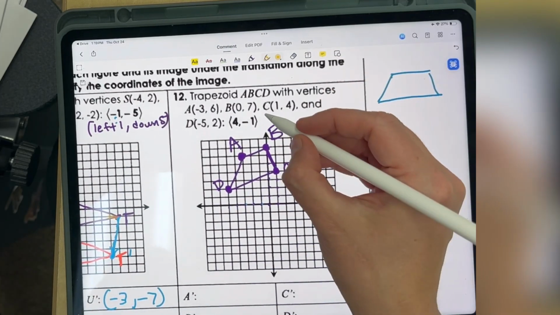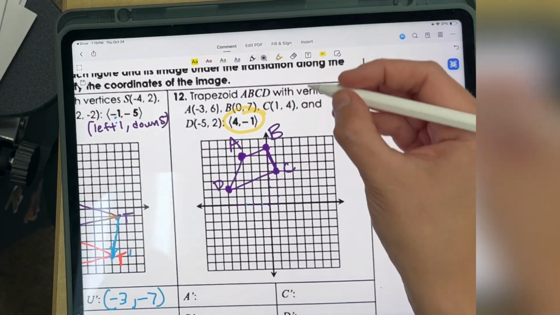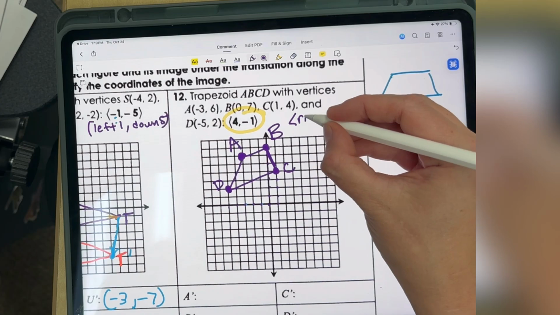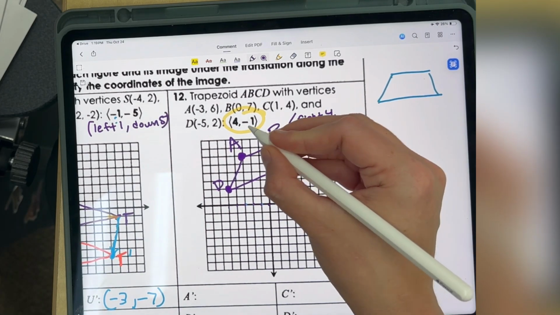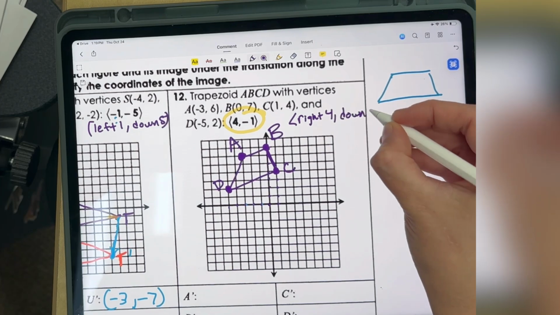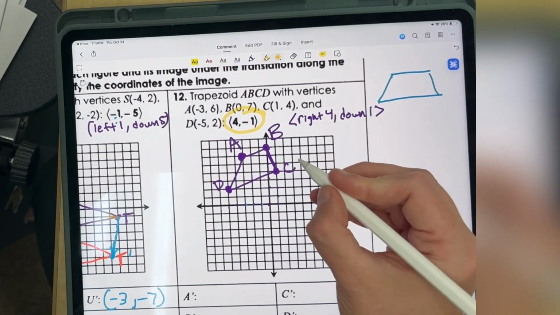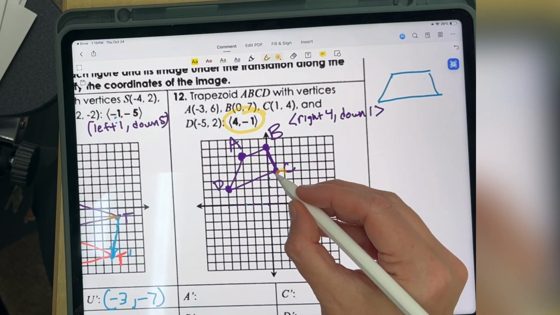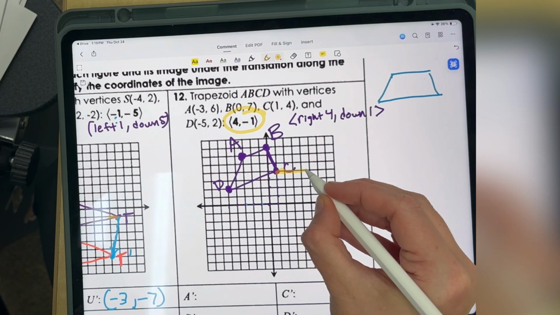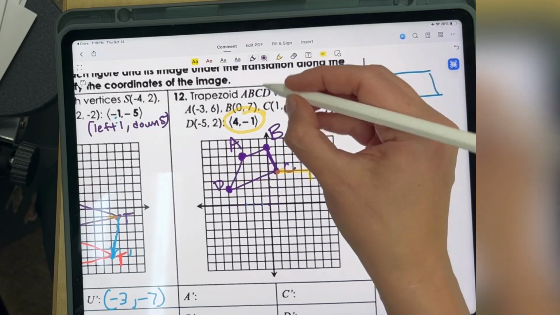Okay, what's the translation? Here's the translation right here. It wants you to go <4, -1>. So what does that mean? That means go right 4, and then down 1 each time. Oops, not parentheses, an arrow. Okay, so let's do that. So right 4, which one do we want to start with? Let's do C first. So 1, 2, 3, 4, down 1. So C's new point will be right here. I'm going to do it in red.